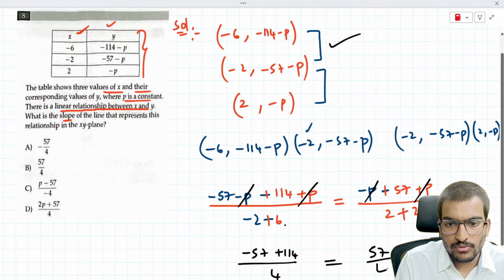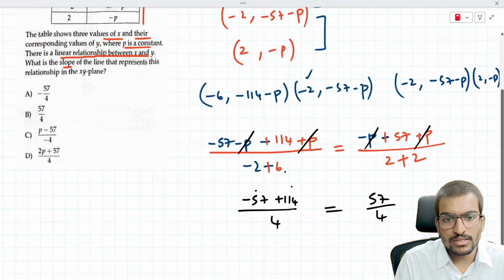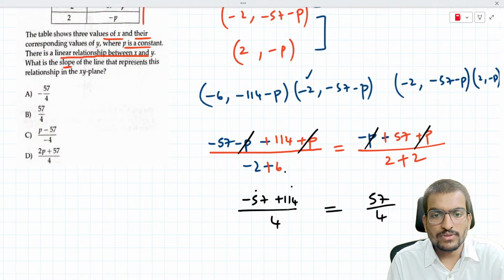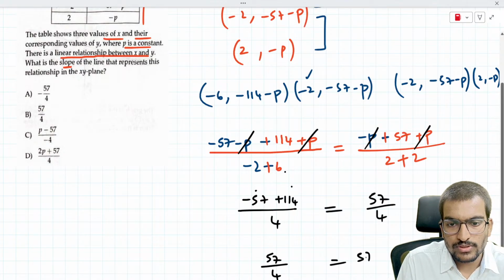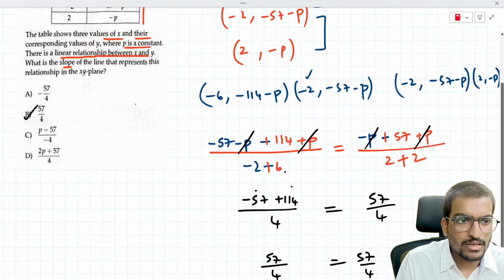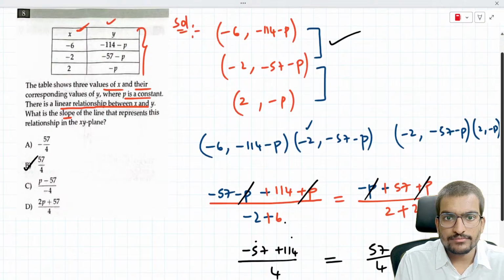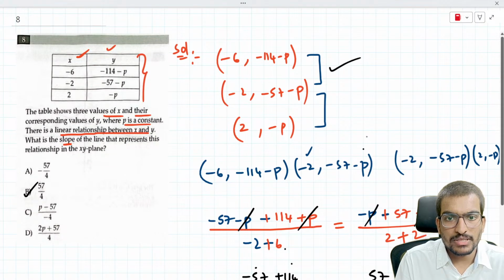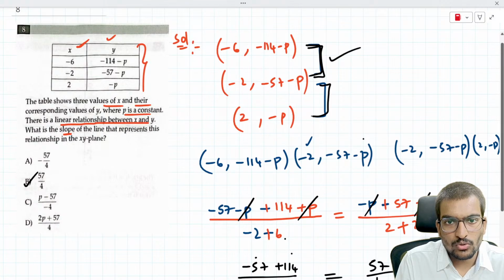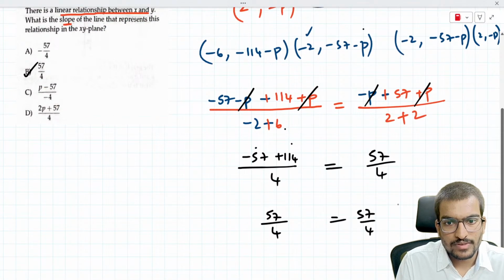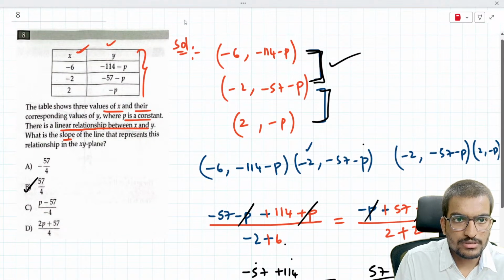And 114 minus 57 is 57, so you get 57 by 4 again. That equals 57 by 4, which is option B. I thought about this in a different way. I thought this p would disturb, but even going with only one pair will give you the slope. Whether you go with these 2 points or those 2, you get the slope. Hope you understood, but I will redo this.